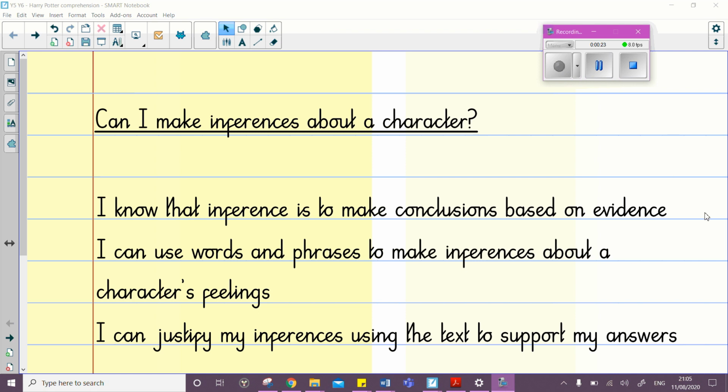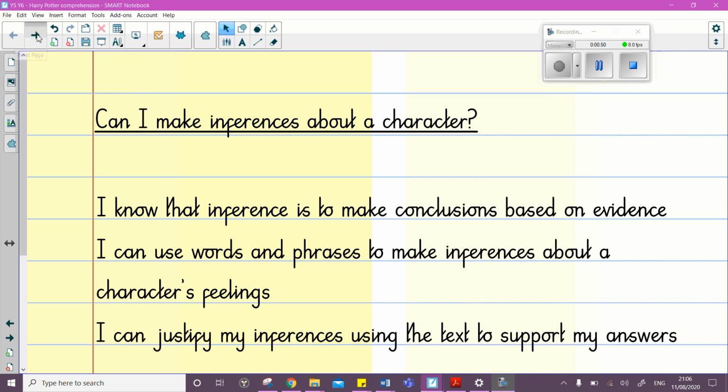And hopefully by the end of this short lesson you will know that inference means to make conclusions based on evidence, based on things that we have read in a text. Be able to use words and phrases to make inferences about a character's feelings or possibly their actions, and then also be able to justify inferences using the text to support answers, so being able to give that little bit of evidence as well to support what it is that you're saying.